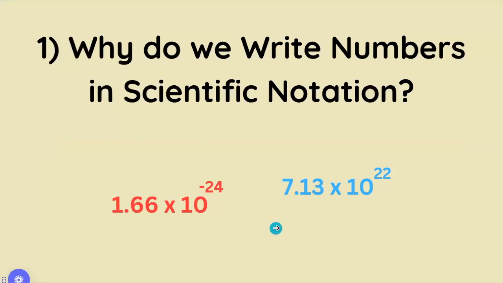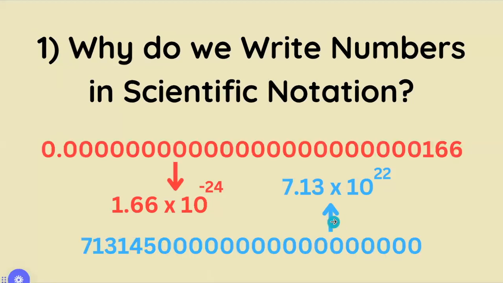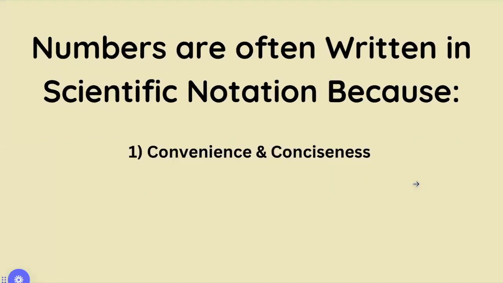What's the point of scientific notation? Well, here's some examples of numbers that are written in scientific notation. If we were to write each number as is, we'd have to write a whole lot of digits, and that's just simply inconvenient for us. Thus, one of our uses of scientific notation is for convenience and brevity.